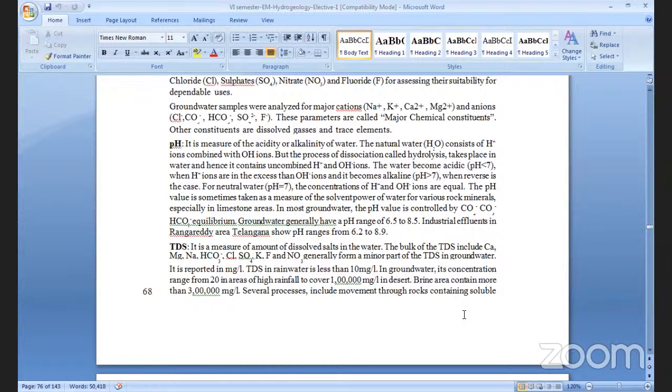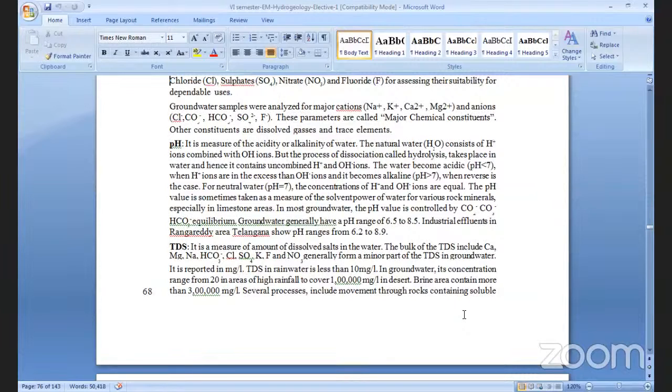And natural water, normal water, has a pH of 7. And when you go to alkaline, alkaline means basic. The basic range is considered from 7.5 above up to 14. Between this range, it is called basic or alkaline.